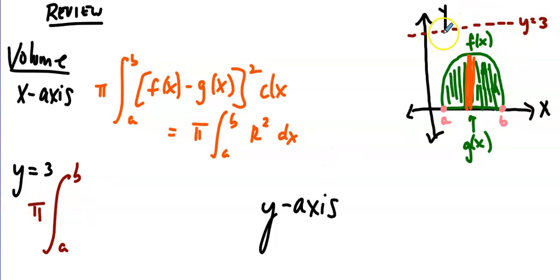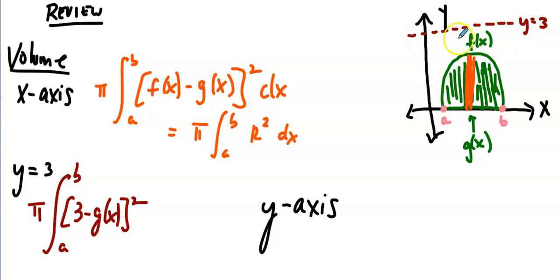Our big R is actually going to be the distance from our axis of rotation all the way down to our function that's the furthest away. So in this particular example, it's going to be 3 minus g of x quantity squared. And I'm going to say that this is just g of x, right? Because it's going to be the function that's the highest minus the function that's the lowest.